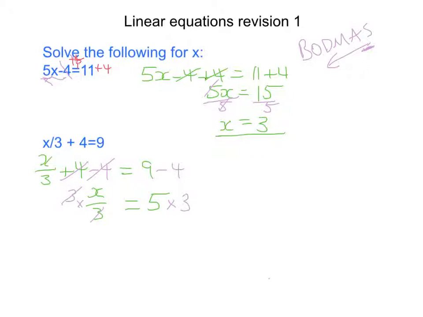Always a good idea to write in what you're doing to both sides before you start cancelling down, because otherwise you might forget about it on the other side if you just cancel down the left hand side only. So we're left with x on its own on the left hand side equal to 5 times 3 is 15. That's our answer for that one. Okay, let's move on to the next.